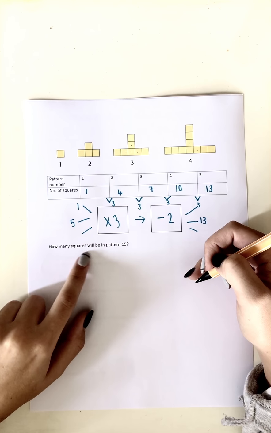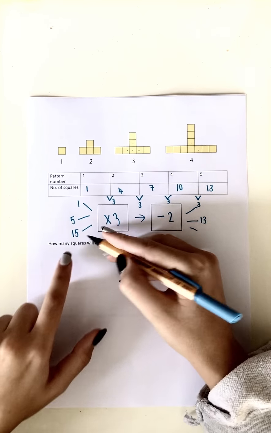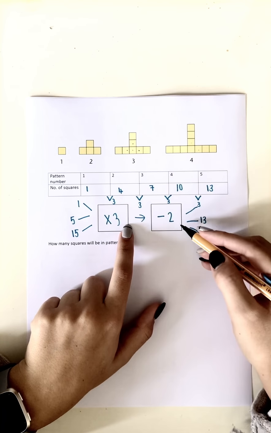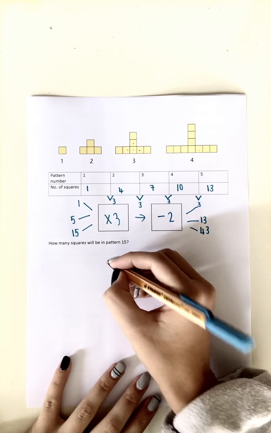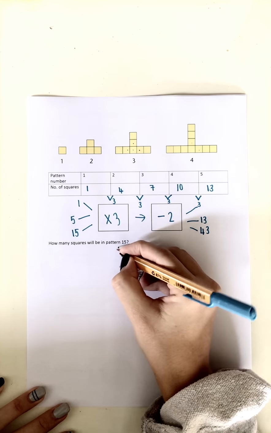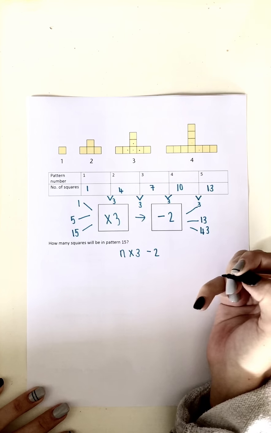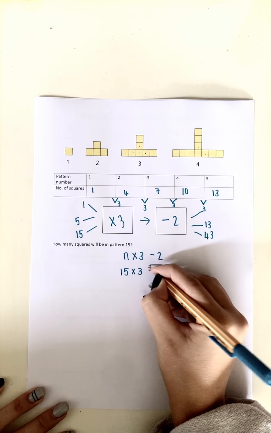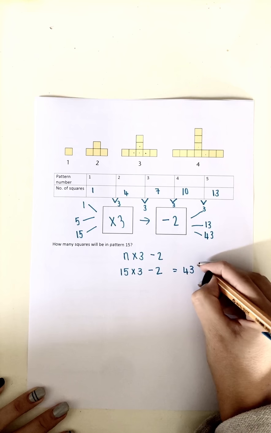Okay? So how many squares will be in pattern 15? If we put 15 in here, 15 times 3 gives me 45. Minus 2 gives me 43. So how I'm going to write this is my formula is n times 3 minus 2. So it will be 15 times 3 minus 2. So this gives me 43 squares.